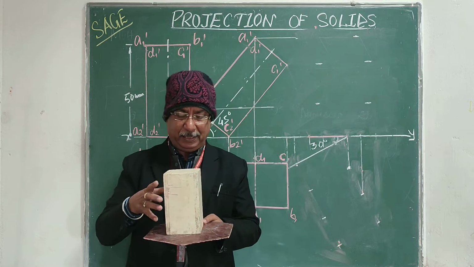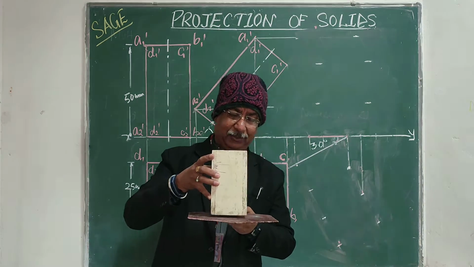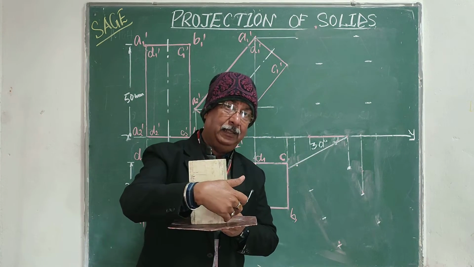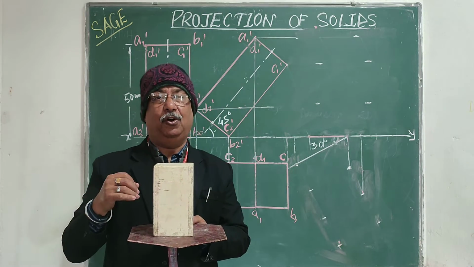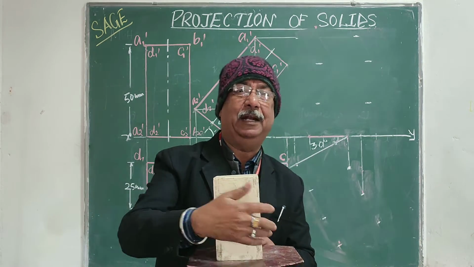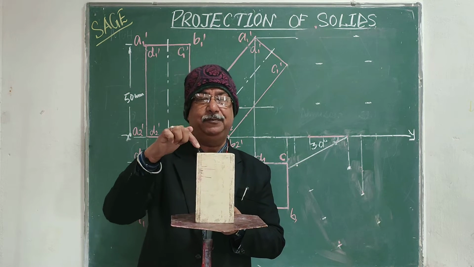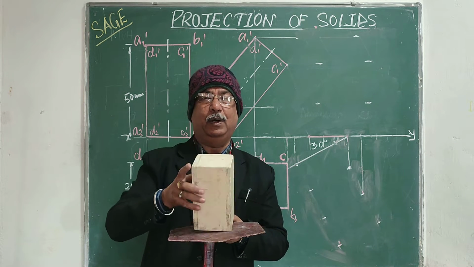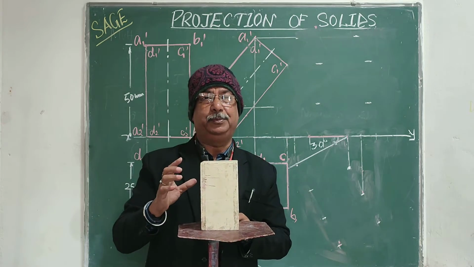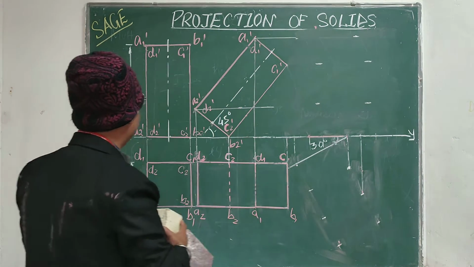So my start will be like this. I am keeping the base on the HP, and the base side which I want to keep on the HP, I will make perpendicular to the VP. So this is the first position. I will start with the top view, that is a square, and the front view, that will be a rectangle. Already I have drawn this figure.